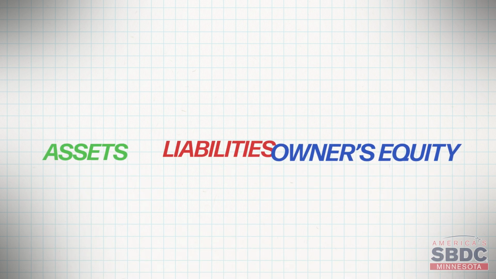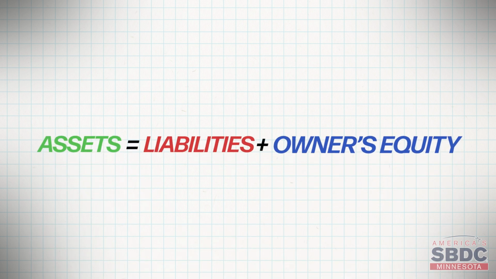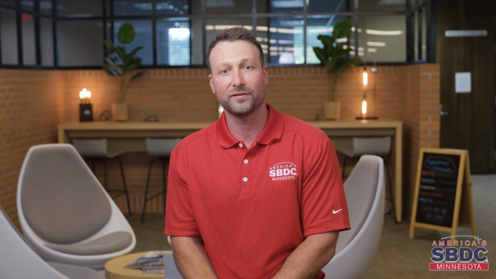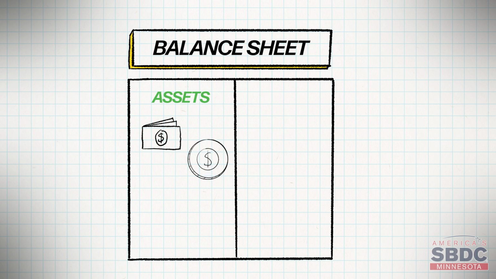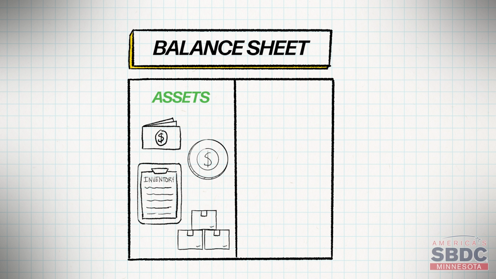You'll commonly see the accounting equation, assets equal liabilities plus owner's equity. The balance sheet, as the name suggests, must remain balanced or equal on both sides of the ledger. The left side of the ledger will list the company's assets. Assets are going to include cash, accounts receivable, outstanding bills that customers will pay, inventory, facilities, and equipment.